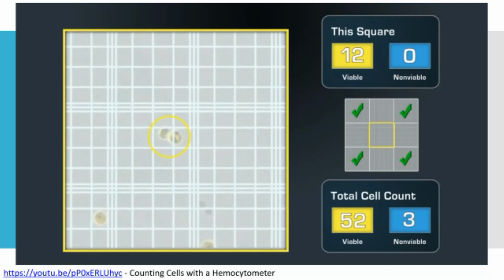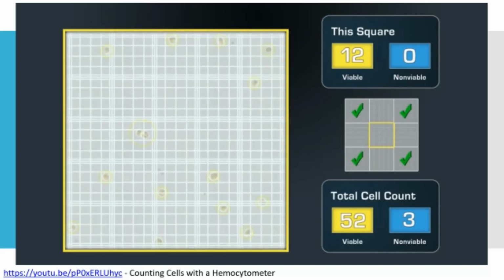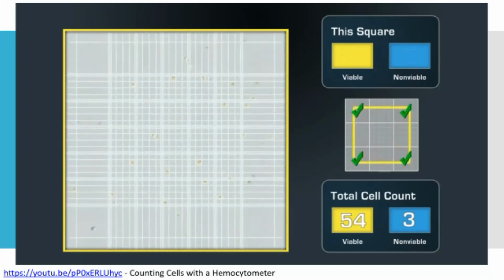So be sure to follow the procedure in your lab. We will not consider this clump as 2 cells; if someone is going over it, we are not going to count it. There are 14 viable cells here, and no non-viable cells in the center square. On average, we are going to consider this an average.